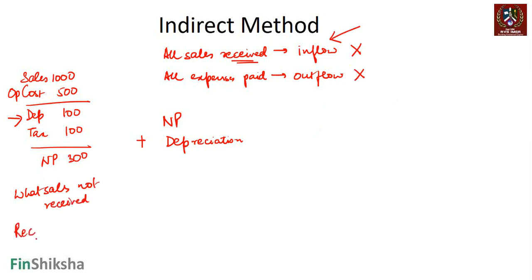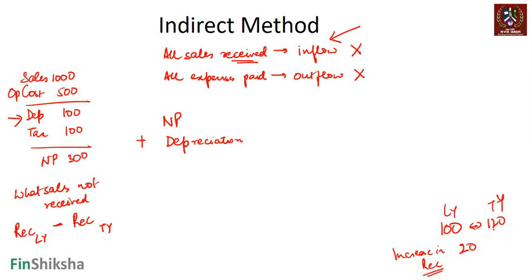I have receivables last year and I have receivables current year. The difference of these two should tell me. If last year receivables was 100 and this year receivables is 120, then effectively 20 is the increase in receivables. So increase in receivables is 20, which means 20 crore worth of sales has not come in, correct? Which means 20 crore worth of sales has not been realized.